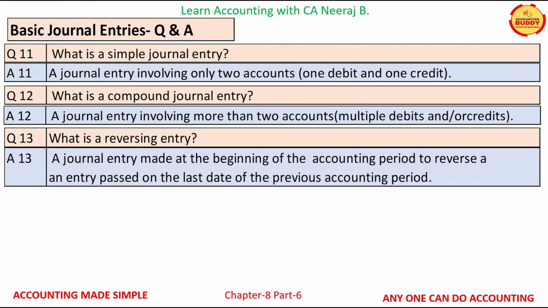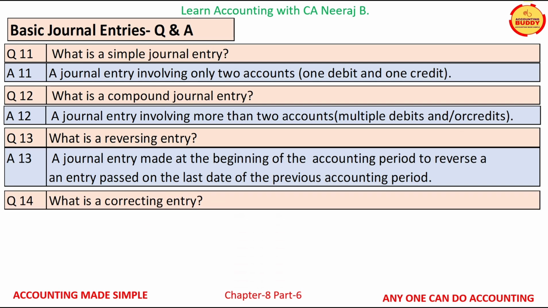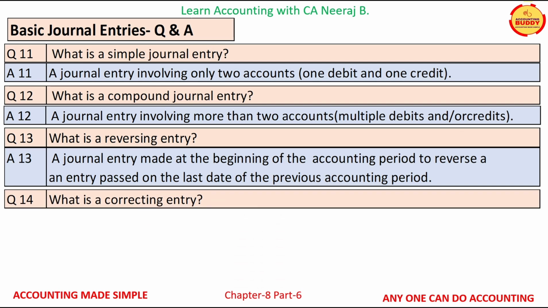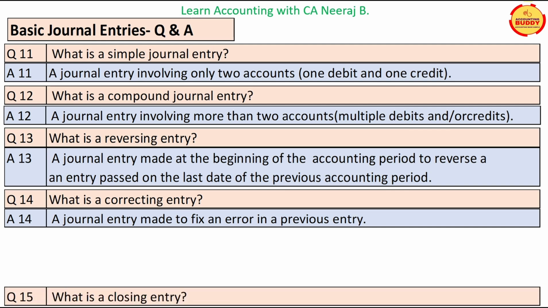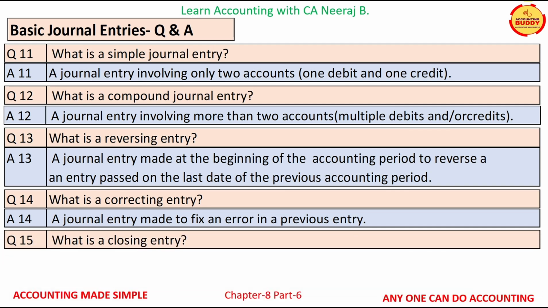Question number 13, what is a reversing entry? The answer is, a journal entry made at the beginning of the accounting period to reverse an entry passed at the last day of the previous accounting period is called a reversing entry. Question number 14, what is a correcting entry? The answer is, a journal entry made to fix an error in a previous or an earlier entry is called a correcting entry.